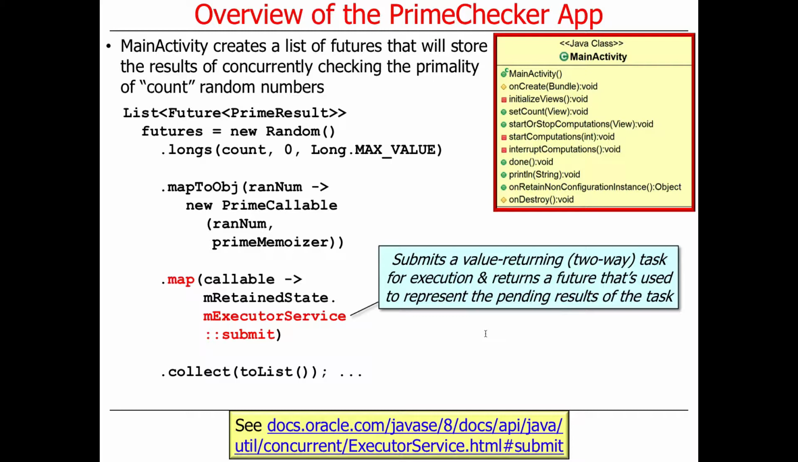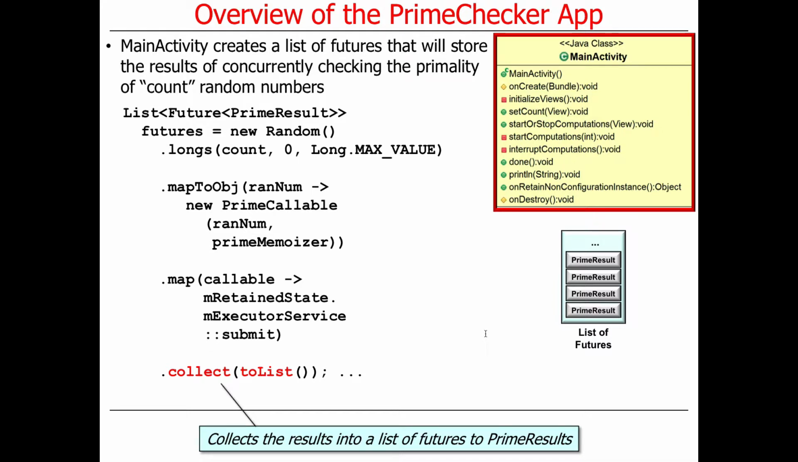And after that guy's been submitted for execution, we then go ahead and collect up all the futures that come out of this. So submit returns a future. It takes a callable and it returns a future. So it's a good example of transforming. So map can be used to transform its input stream to a different type in the output stream. So up here we transformed longs to PrimeCallables. Next we transform callables to futures. And now we collect them all together, and they're going to get stored in a list of futures to prime results. So that's what this thing will end up being, and it'll create this type of data structure.